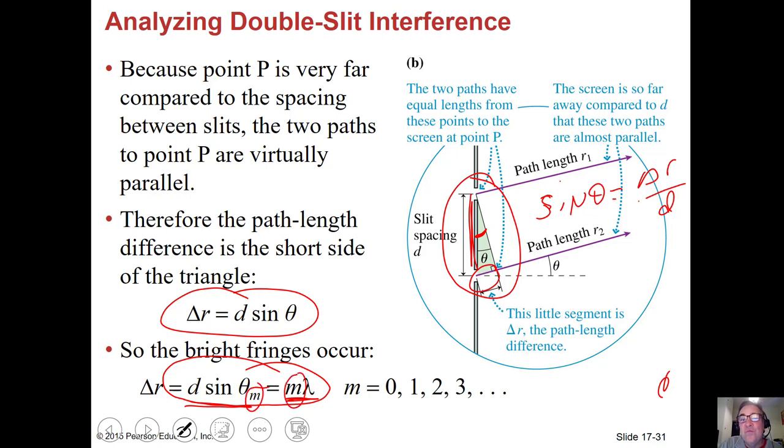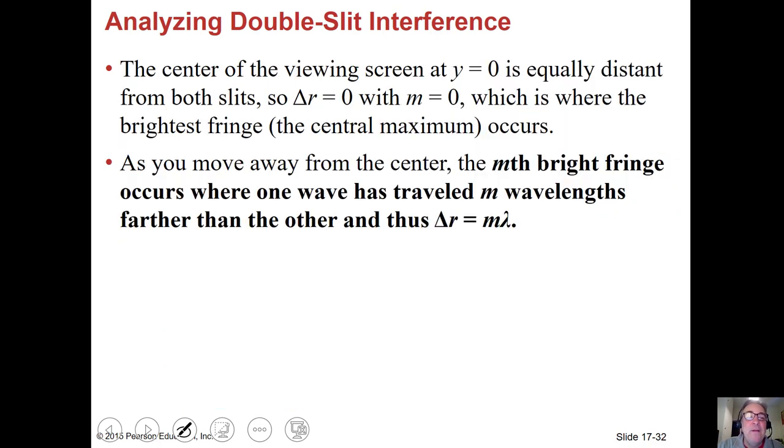So when you're at the first fringe away from the central maximum, that would be m is equal to 1. This is the angle that goes along with that. When you're at the second fringe away from the central maximum, this is the angle that goes along with that. So theta 2 is when m is equal to 2. Theta 1 would be when m is equal to 1. Okay, so each angle corresponds to the different bright fringes.